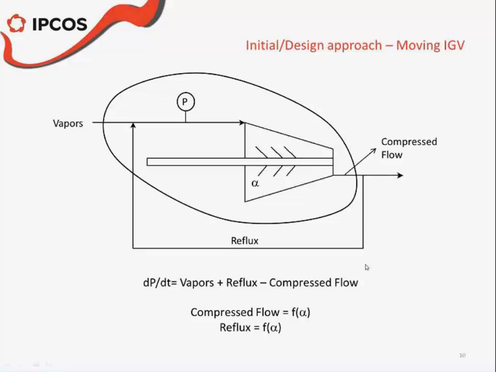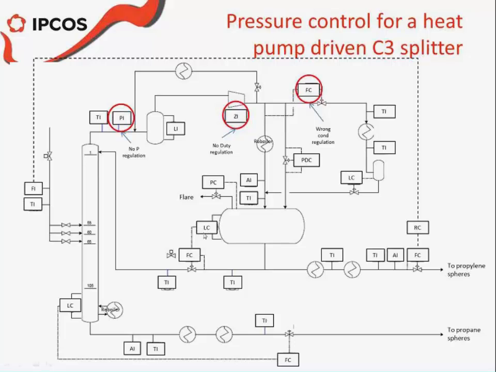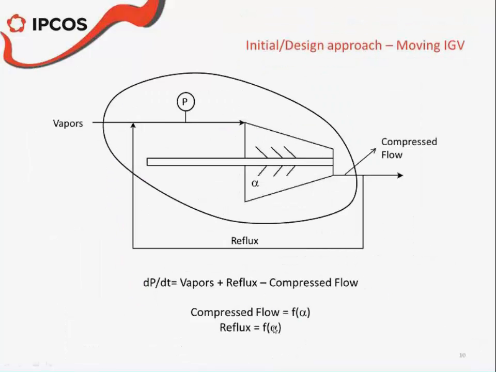Fair enough till now, but if you look at it in more detail, you notice that, as we just said here, the level is being controlled by the reflux. If you open the inlet guided vanes, at the end you compress more flow. That flow becomes more condensate here and sends more flow back to the column. That increases the reflux, which means that both the reflux and the compressed flow are a function of the percent opening, or the angle, of the inlet guided vanes.